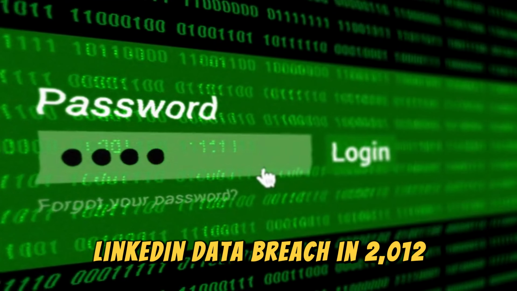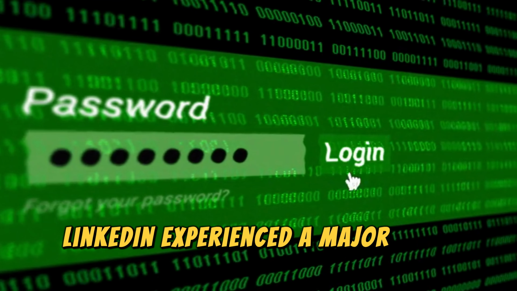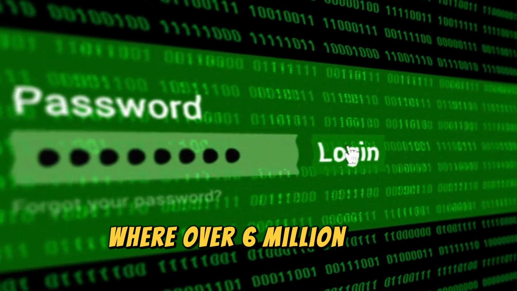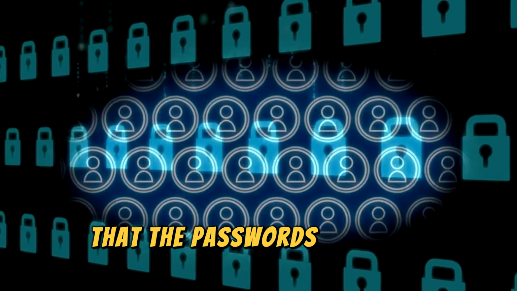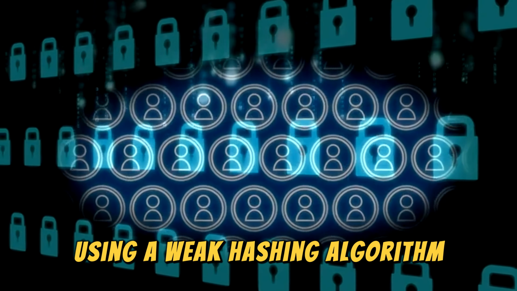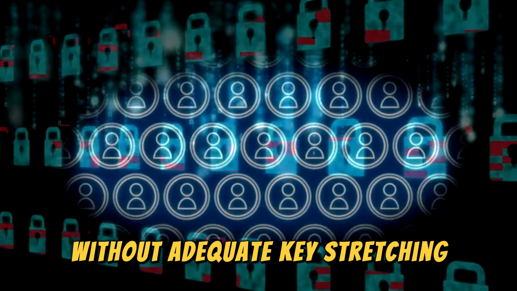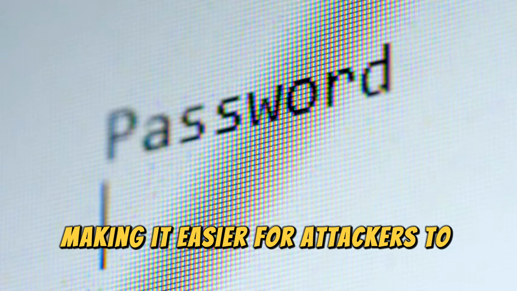Real-life case example: LinkedIn data breach. In 2012, LinkedIn experienced a major data breach where over 6 million user passwords were leaked. It was later revealed that the passwords had been stored using a weak hashing algorithm without adequate key stretching, making it easier for attackers to crack them.